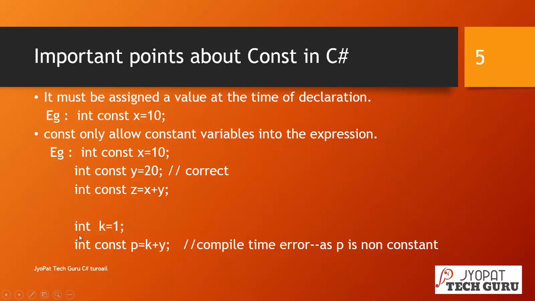Suppose int k = 1 and const int p = k + y. You can observe that k is not a constant, but p is a constant. This is going to give us a compile time error as k is non-constant.